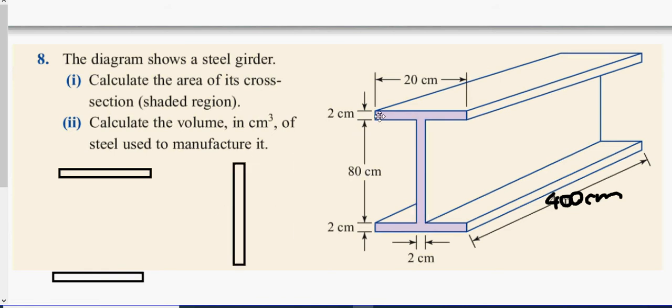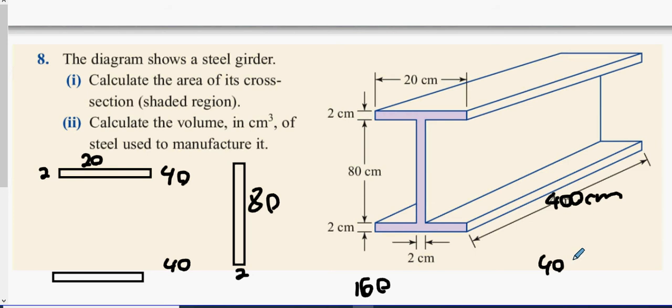Would everybody agree with 80 by 2 for this one? What's 80 by 2? 160. Would everybody agree 2 by 20, which is 40? What's 40 plus 160? Did anybody get 240 centimeters squared? Yes. Alright, great. That was handy.